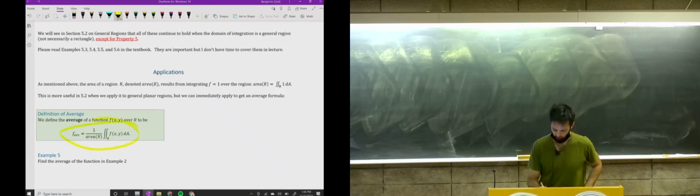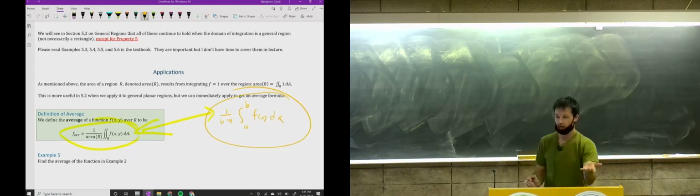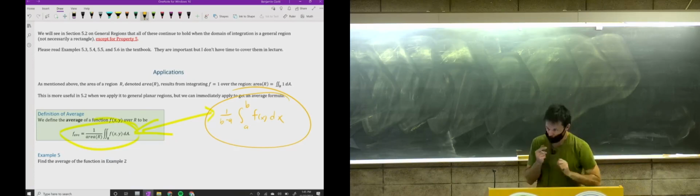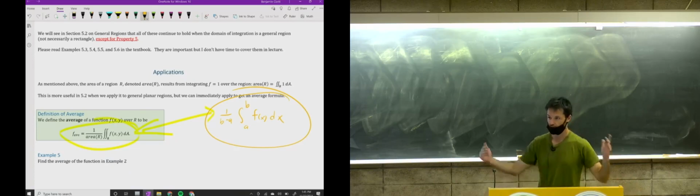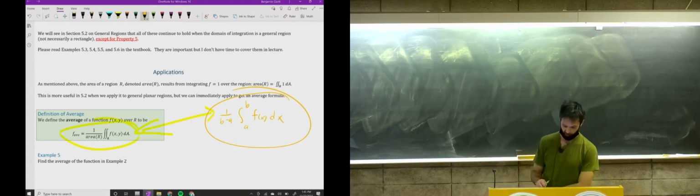Contrast this, by the way, with the one variable definition, which I wrote a little bit ago in my 10B reference. It was 1 over b minus a times the integral from a to b of f of x dx. That was your one variable average formula. Here's your function of two variable average formula. In both cases, you integrate over the domain and divide by the measure of that domain, be that length or area. So let's try an example.